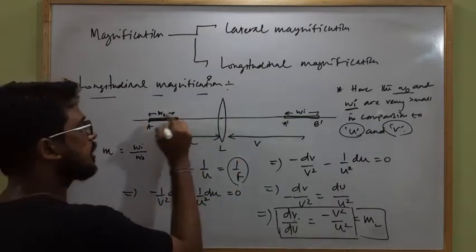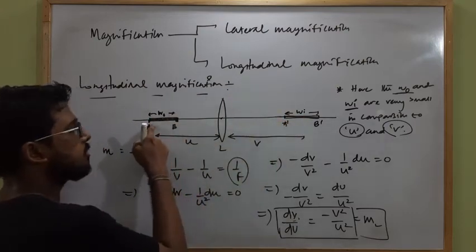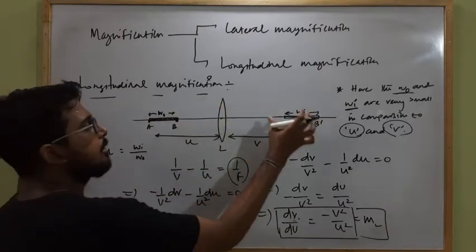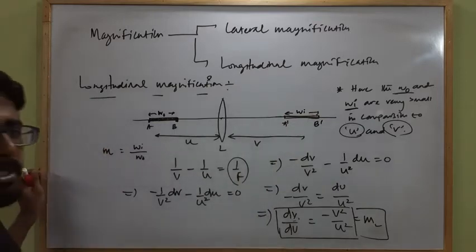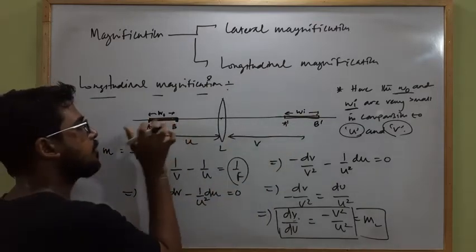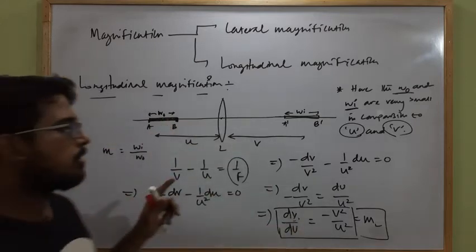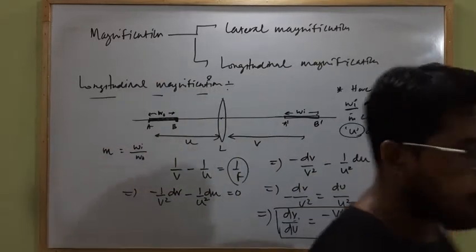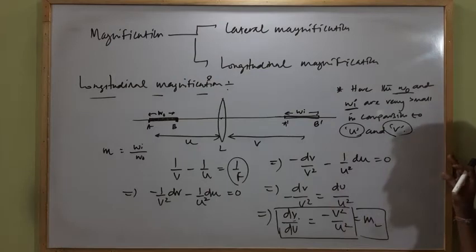This A will be considered as a point object for which we have to determine its image, and then likewise for B. Then we have to find out the difference between the image distances, which will give us the width of the image, and this will give us the width of the object. Then width of image by width of object will give us the longitudinal magnification. So here the longitudinal magnification dv by du equal to minus v square by u square.